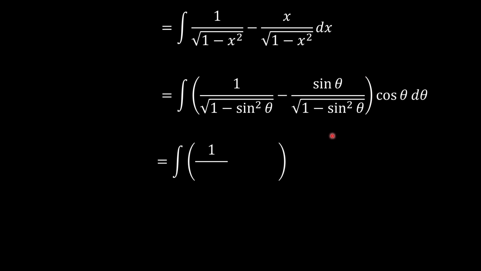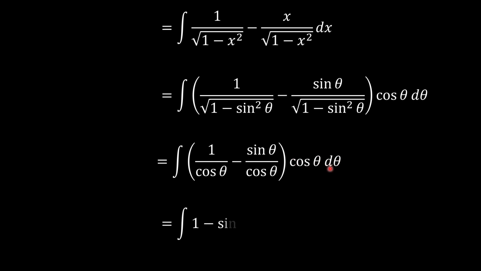And so the square root of 1 minus sine squared theta is the same as cosine theta. And so we have 1 over cosine theta minus sine theta over cosine theta, times cosine theta. The cosine theta in the denominator cancels with the cosine theta that is next to d theta here, so that now we have the integral of 1 minus sine theta. Integrating 1 minus sine theta gives us theta plus cosine theta.